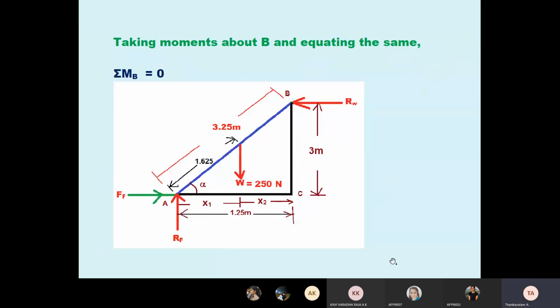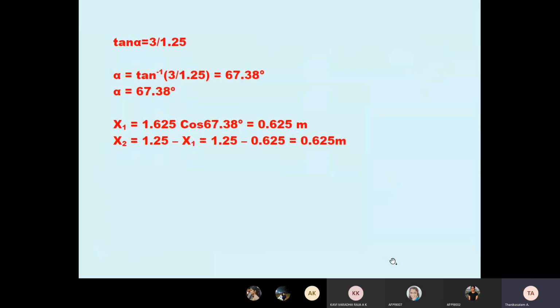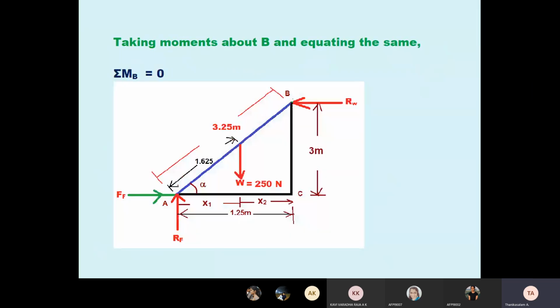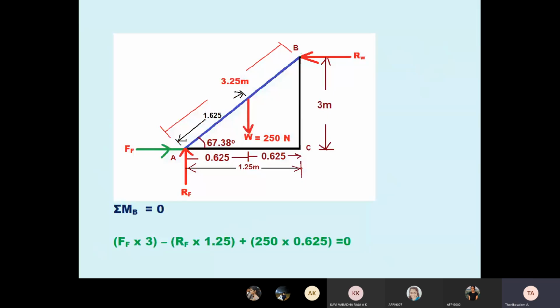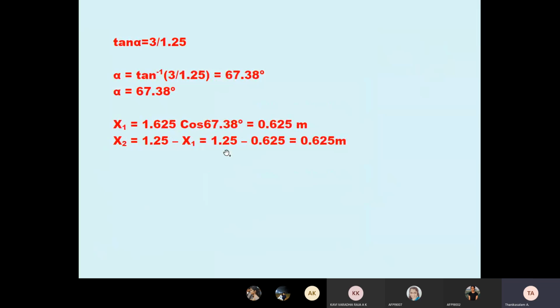Therefore, what I am doing, see next one. You know, tan alpha equals opposite divided by adjacent, so tan alpha equals 3 divided by 1.25. Therefore, alpha equals 67.38. So we got alpha. We know alpha equals 67.38. But what is X1?